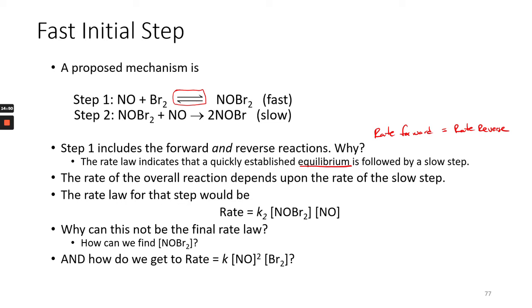Remember, when you want to write the rate law for your overall reaction, that depends on the slow step, which is this one here. So what would be the rate law for my slow step? Here I would write the rate is equal to my constant for step 2, that's what this 2 means, times the concentration of NOBr2 times the concentration of NO. Why can't we use this as our rate law? Well, the problem is this guy here. If we add these two steps up to get my final reaction, what do you notice?